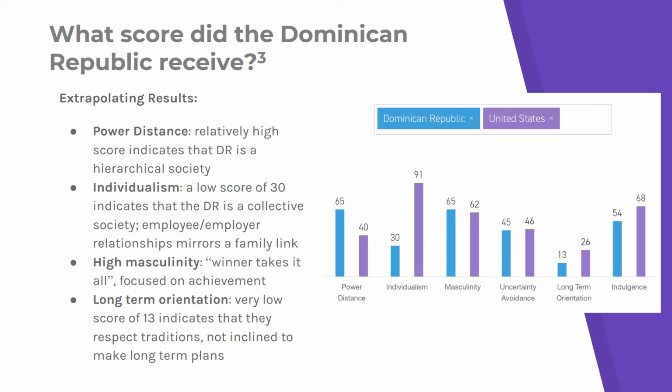A very low score for individualism indicates that the DR places a lot more emphasis on helping each other and establishing relationships in the workplace that mirror a family link. The high masculinity emphasizes the winner-takes-all mentality that many may have, that's focused on tangible results and achievement. And the very low score of 13, as you can see in the bar graph, in long-term orientation indicates that the society is more inclined to respect traditions and less inclined to make long-term plans.